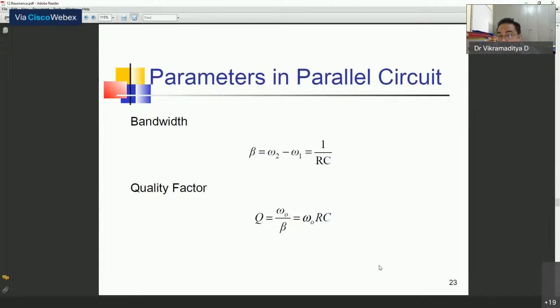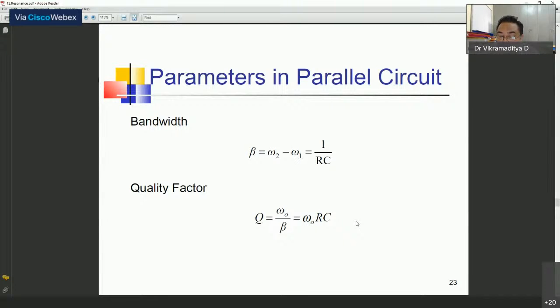It will come out to be 1 upon RC, that is omega 2 minus omega 1. And when you find the quality factor, that is omega over beta, it comes out to be omega naught RC. So you find that in the series circuit, the quality factor was dependent upon R and L. But in the parallel circuit, it is dependent upon R and C. No doubt the resonance frequency also plays a role, but the two parameters R and C are also playing an important role.